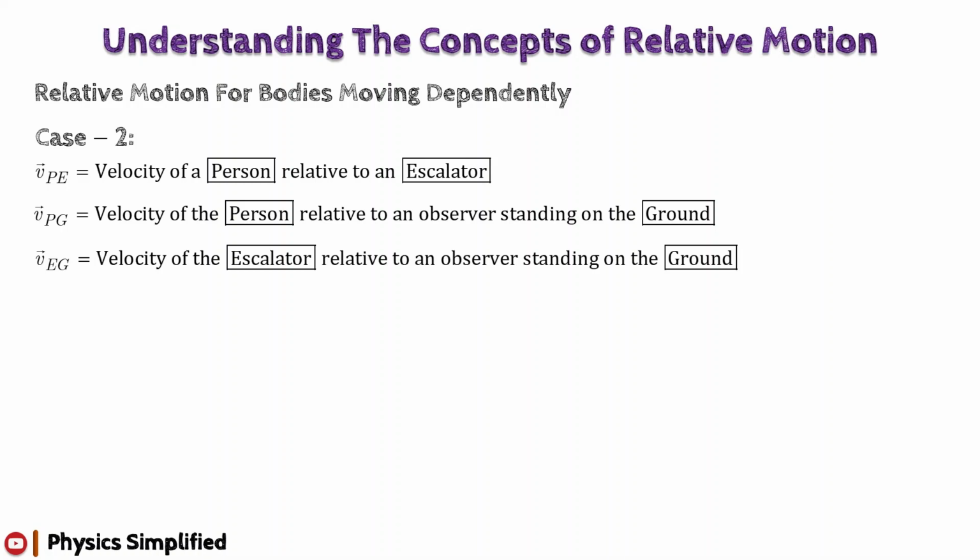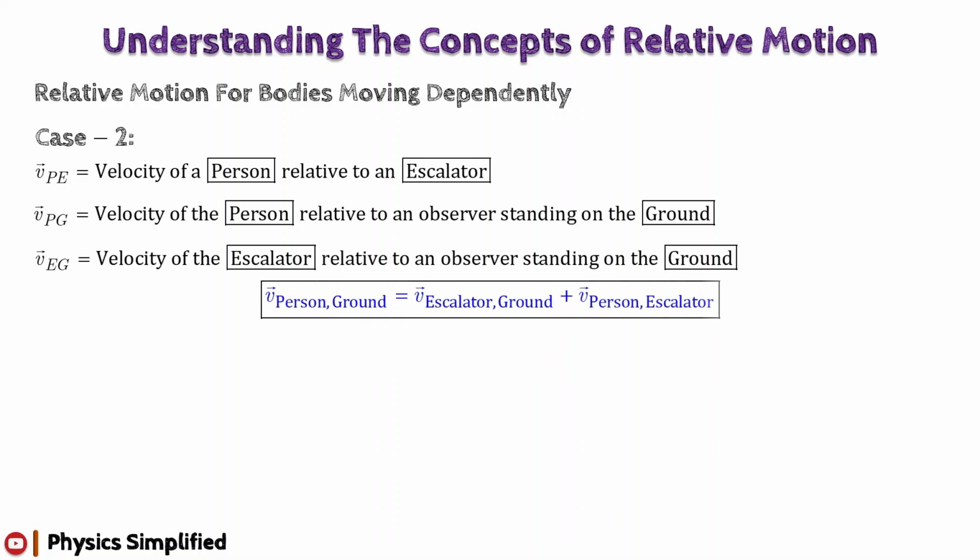So, the velocity of the person on the escalator, as seen by the ground-based stationary observer, is the vector sum of the velocity of escalator relative to the ground, and velocity of the person relative to the escalator. So, vector v_pg is equal to vector v_eg plus vector v_pe. Therefore, velocity of the person relative to the escalator is obtained from the vector subtraction of absolute velocities of the person and the escalator. Let us now consider some subcases.